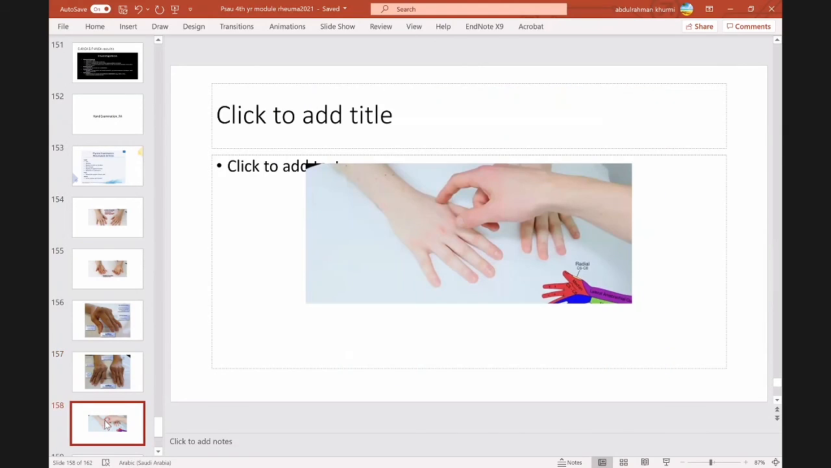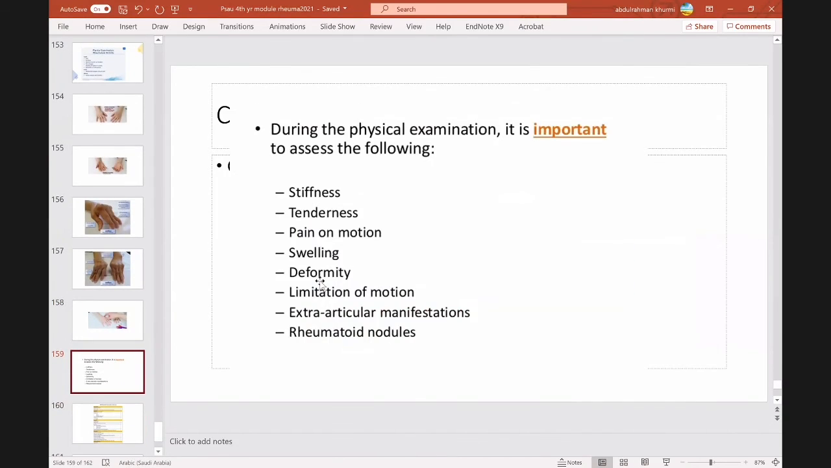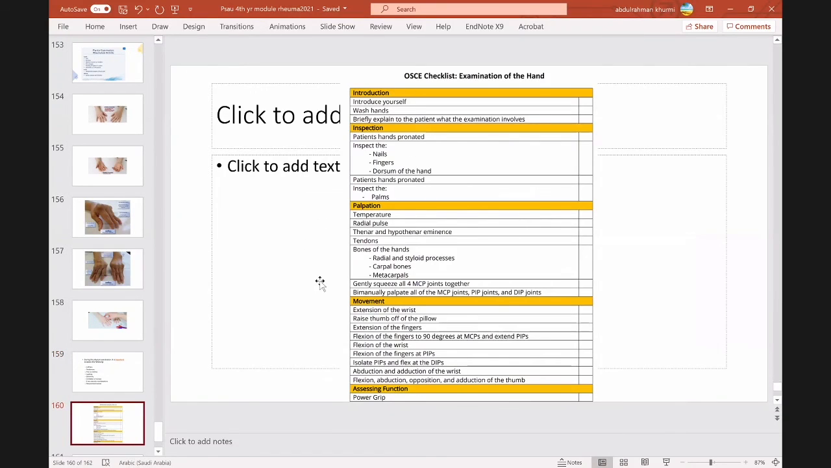And then you do palpation, and don't forget, after you finish the look, feel, and move, to do a neurological examination and a vascular examination as well. During the examination, assess stiffness, tenderness, pain at motion, swelling, deformity, limitation of movement, extra-articular manifestations, and nodules. Focus on the hand, this is your guideline.